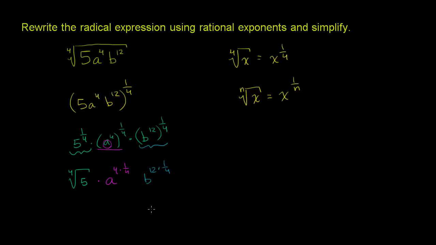And so all of this simplifies to, and I'll change the order here, the fourth root of 5, and then you have a to the fourth times 1/4 power. So this simplifies to a to the first power, which is really just the same thing as a. And then we have b to the 12 times 1/4 power. Well, 12 times 1/4 is just 3. So that's b to the third power. So it's a b to the third power times the fourth root of 5.